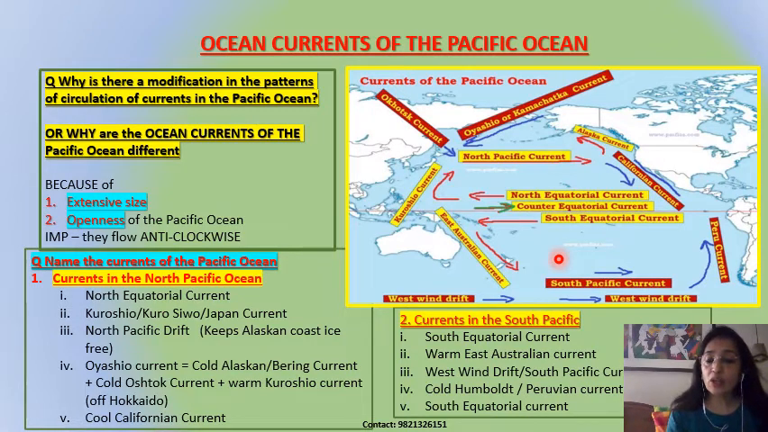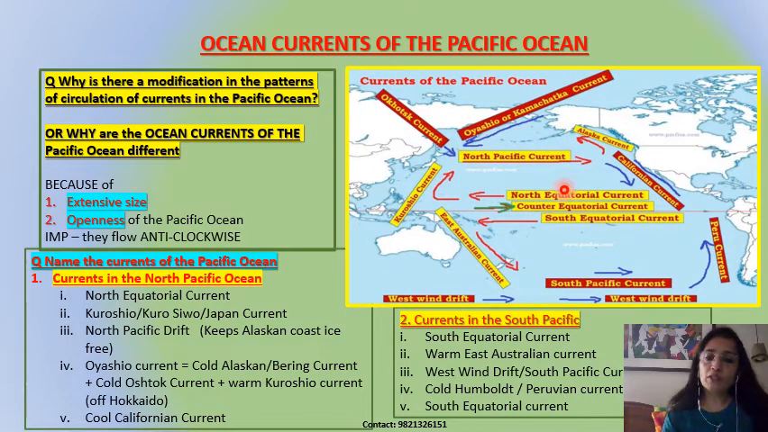Modification means change. When currents hit land masses, they have to change their direction. The land masses are far away here. There's more water, more ocean. So because of the extensive size of the Pacific Ocean, see how wide it is, and its openness, these ocean currents are special. They are different. Name the currents of the Pacific Ocean.